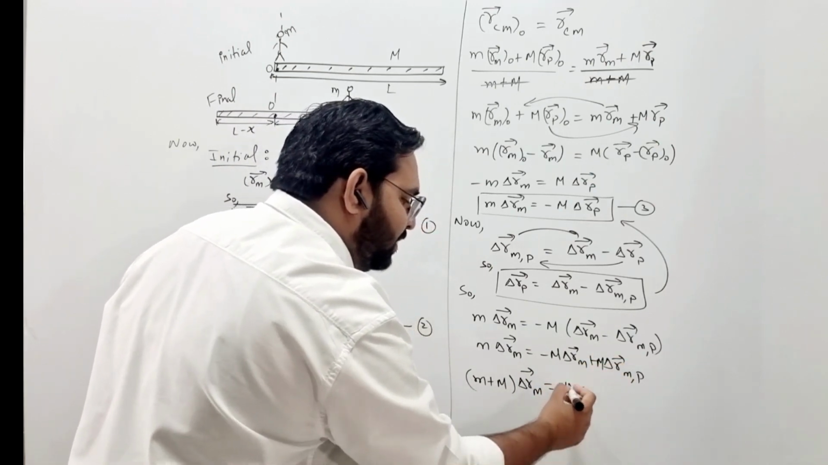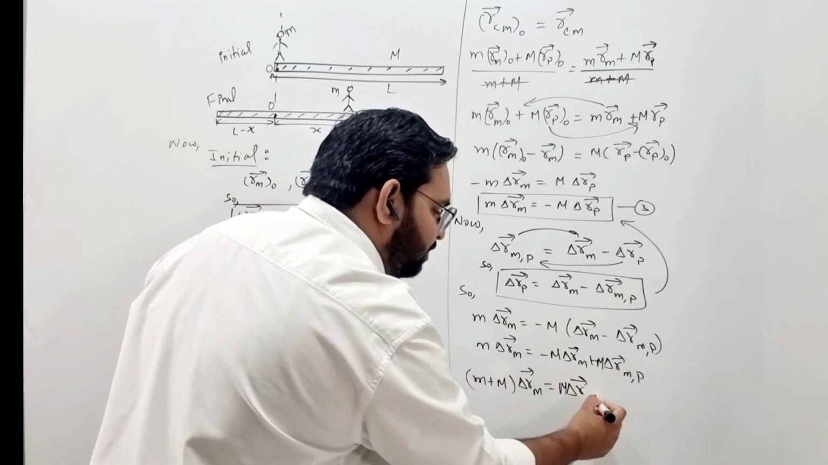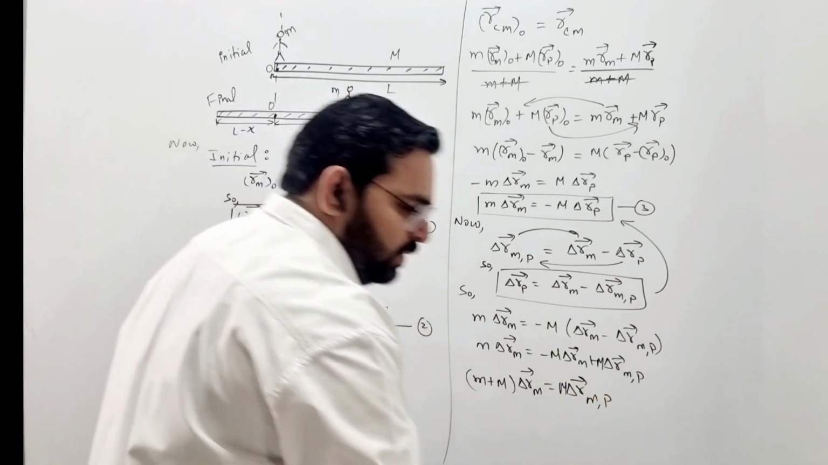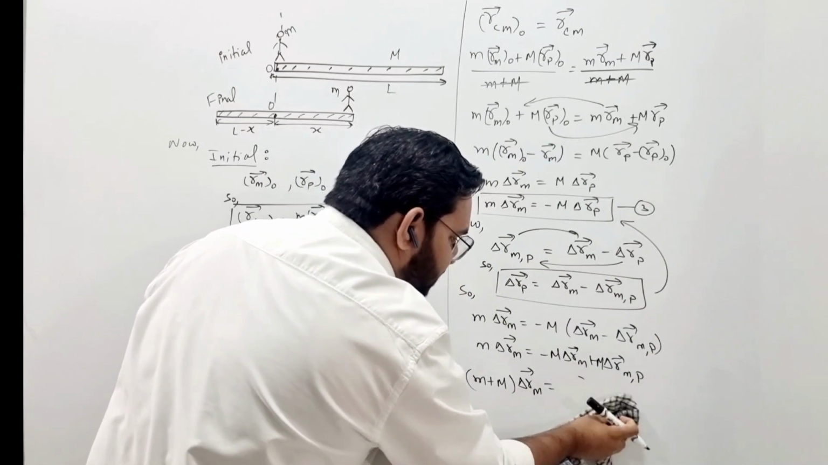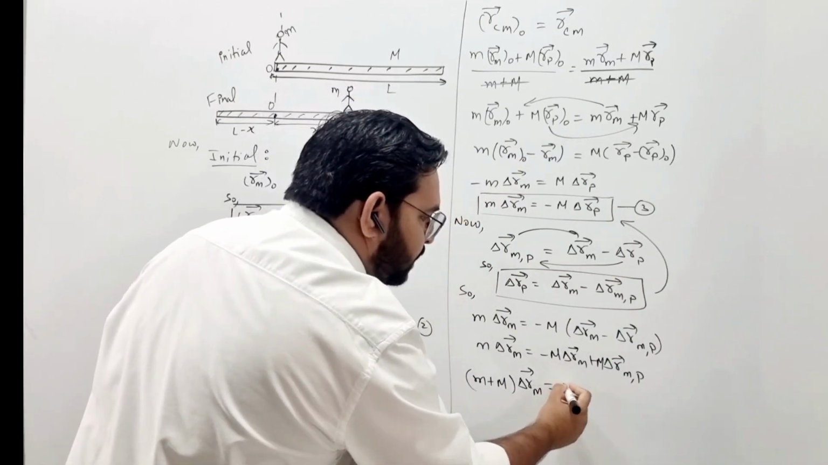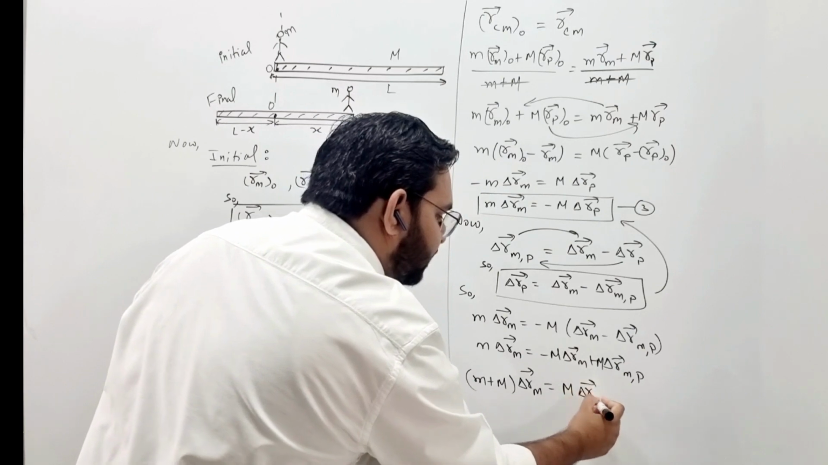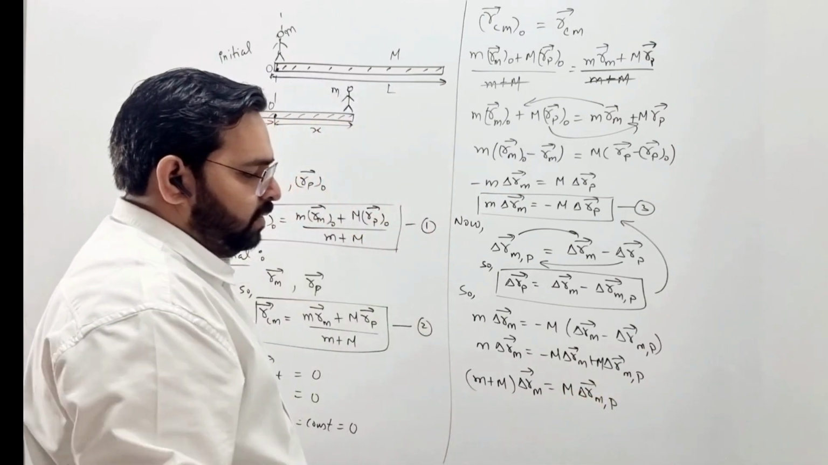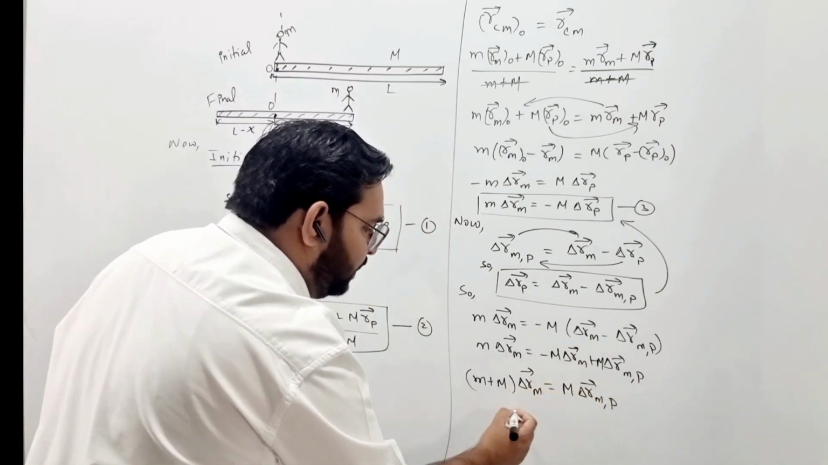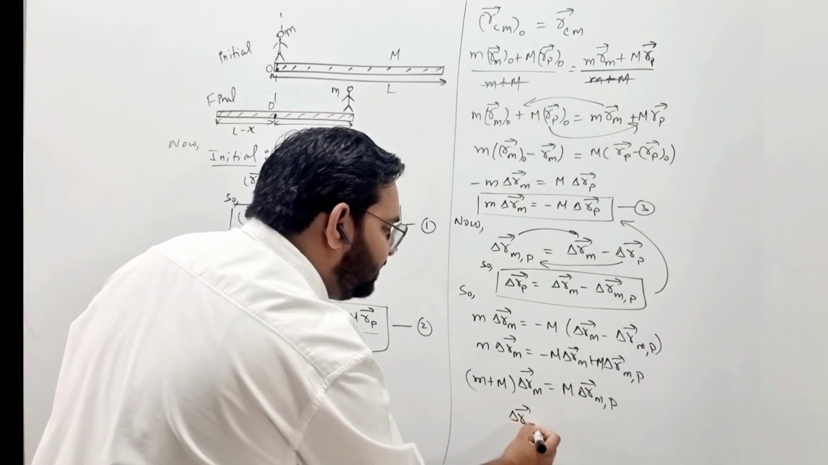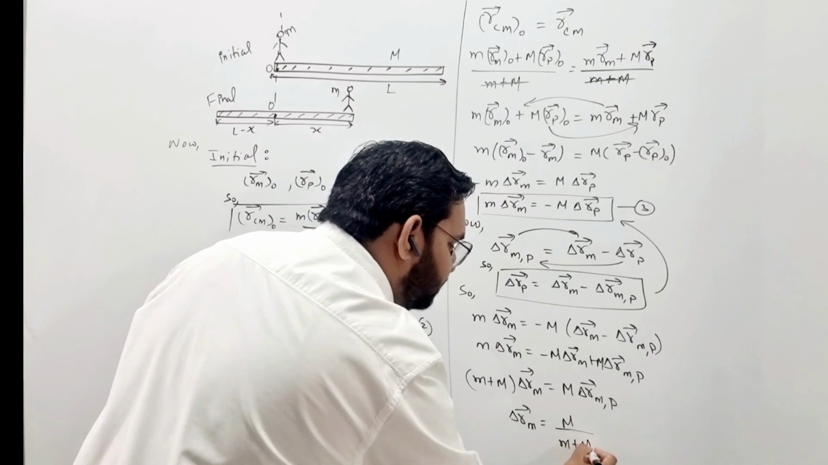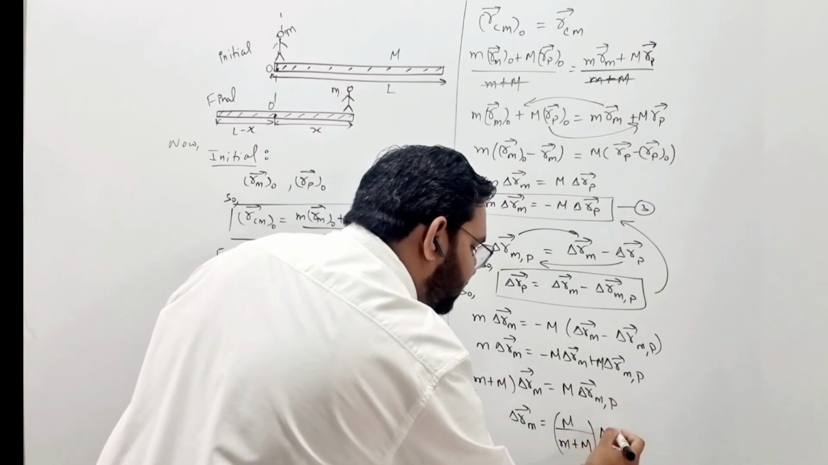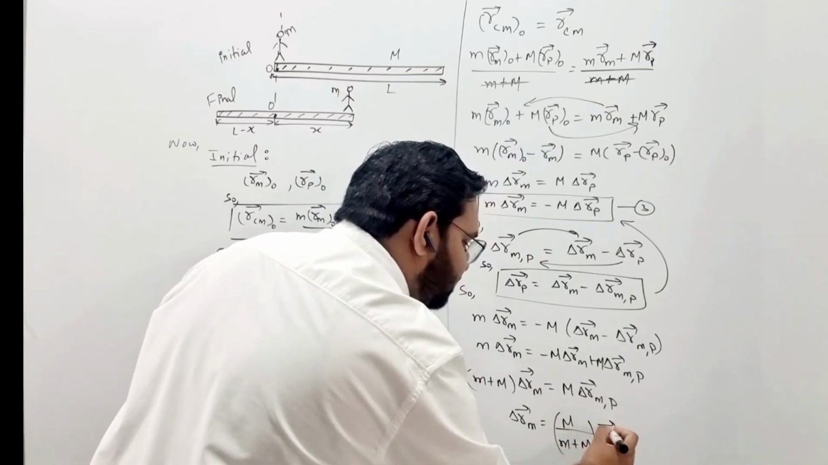We'll also have capital M over here and Rmp. Just let me correct this a little bit. Small mistake. M into delta Rmp. So from here we can simply get the displacement of the man as the mass of the plank upon the total mass of the system into delta Rmp, the displacement of the man with respect to the plank.